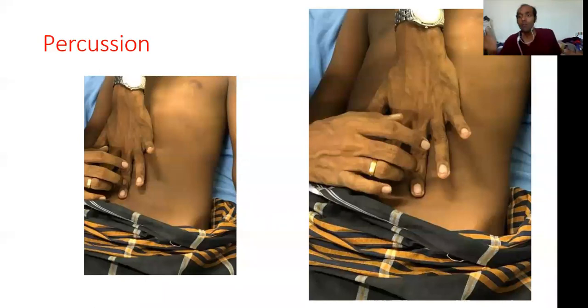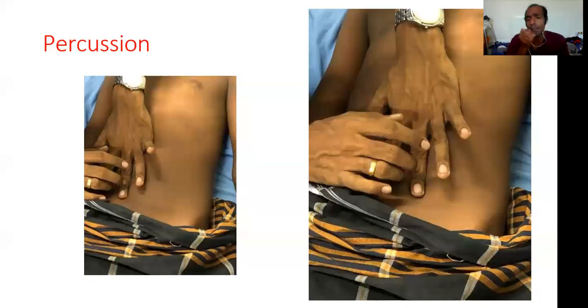As you know, free fluid initially accumulates in the paracolic gutters of the abdomen, that is on either flank. So first you are looking for flank dullness. You start percussing at the midline and go laterally to the sides. Okay, so that's basically how you're percussing.